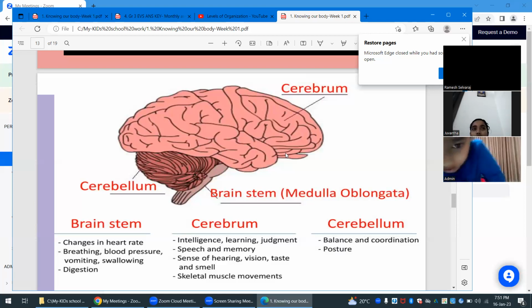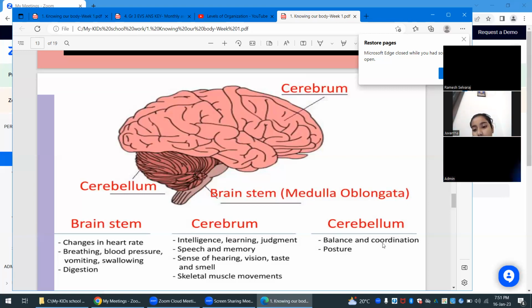Cerebrum, intelligent, learning, judgment, speech and memory, sense of hearing, vision, taste and smell, skeletal muscle movement. Yeah, right. Okay, cerebellum, it has only two very important functions.